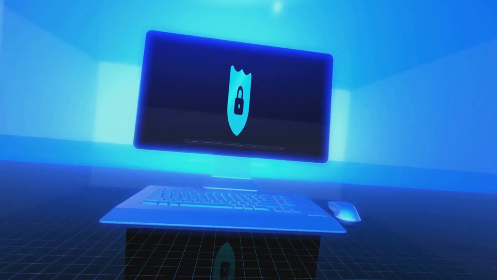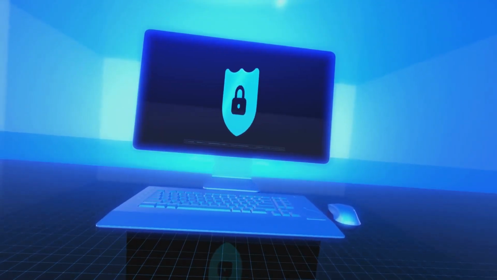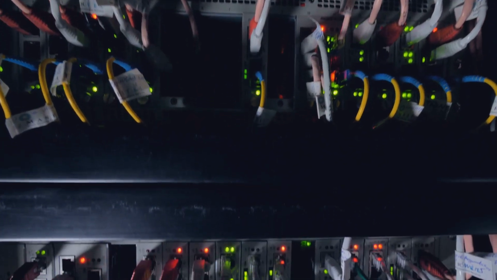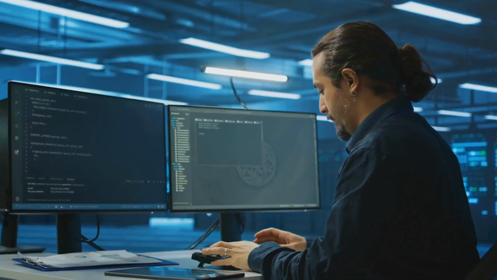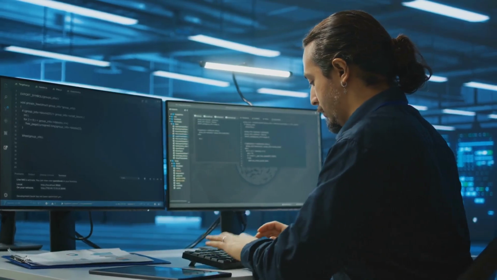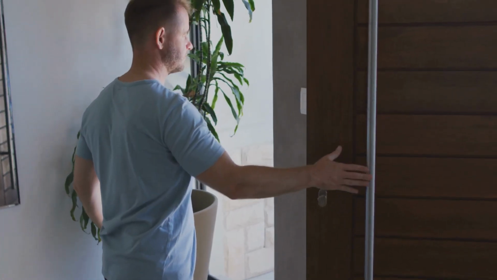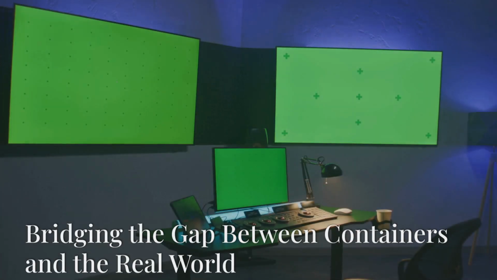However, it's important to note that using host mode comes with security implications. Containers running in this mode have the same network access as the host, so it's crucial to ensure that the host itself is properly secured. Think of it like inviting someone to stay at your house. You're granting them access to your space and resources, so it's essential to trust them.